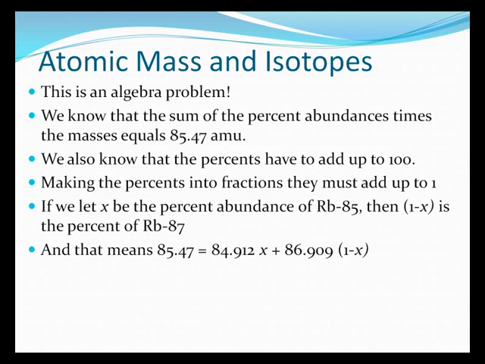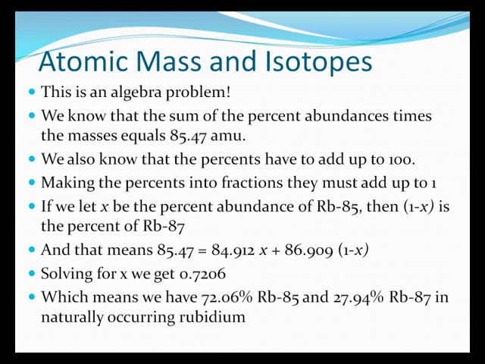We end up with 85.47 is going to be equal to 84.912x plus 86.909 times (1 minus x). And if you do the algebra, we end up with x being equal to 0.7206. And what that means is then that we have 72.06% rubidium-85 and 27.94% rubidium-87 in naturally occurring rubidium. And those are two of the kinds of problems you will get on average atomic mass.